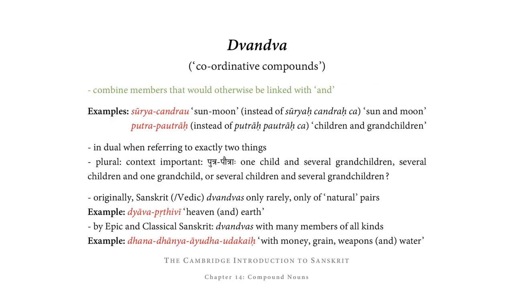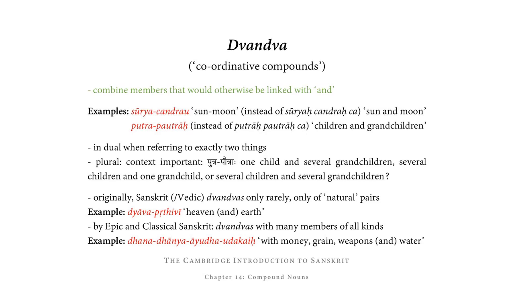Next up, we have dvandvas, or so-called coordinative compounds. Dvandvas combine members that would otherwise be linked with "and". So, for example, Surya-Chandrau is a dvandva that literally means sun-moon, and that we need to translate as sun and moon. Putra-Pautrah, literally children-grandchildren, would have to be translated into English as children and grandchildren.